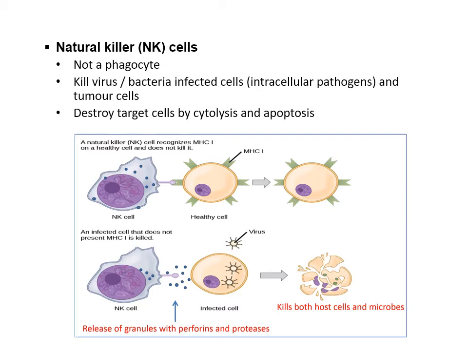Natural killer cells are leukocytes that roam in the body looking for virus-infected cells or cancer cells. It is not a phagocyte. It destroys target cells by cytolysis and by creating holes in the plasma membrane, which leads to cell apoptosis.